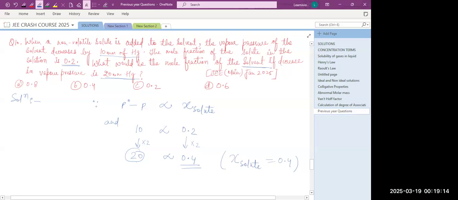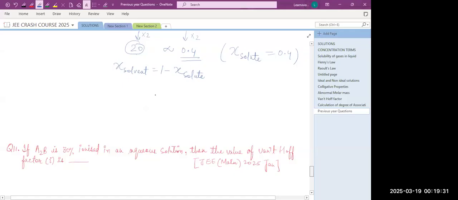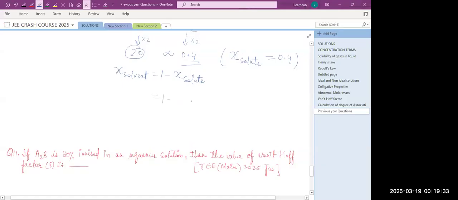Because they have asked the mole fraction of solvent, not for solute. Just remember that. So what will be the mole fraction of solvent? Just subtract it from 1. 1 minus x of solute. What will it be? 1 minus 0.4. You will get 0.6 over here.